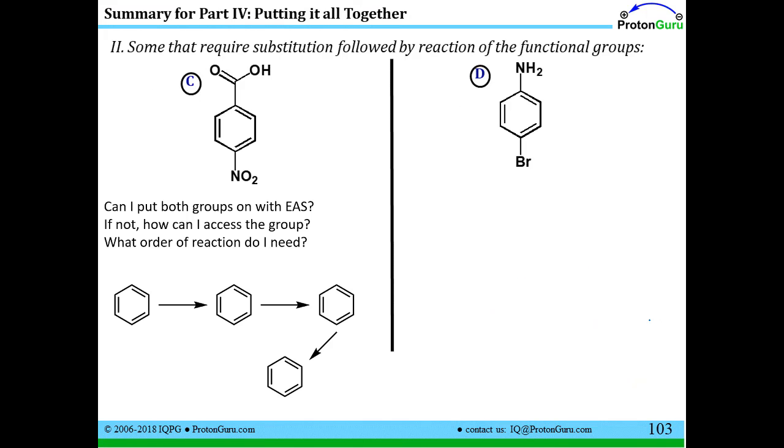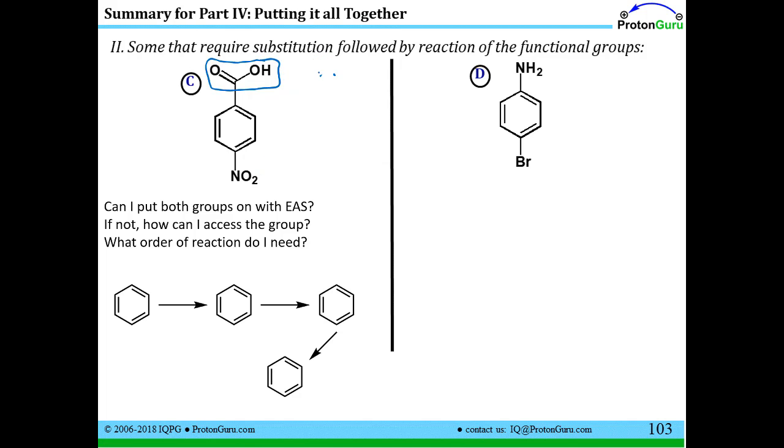What about a case like this? Some of these targets that we'll see have groups that we can't put on directly with an electrophilic aromatic substitution reaction that we've learned. So can I put both of these groups on using electrophilic aromatic substitution reactions? No, we didn't learn how to put a carboxylic acid functional group on. We did learn how to put a nitro group on. Well, how could I access this carboxylic acid group?